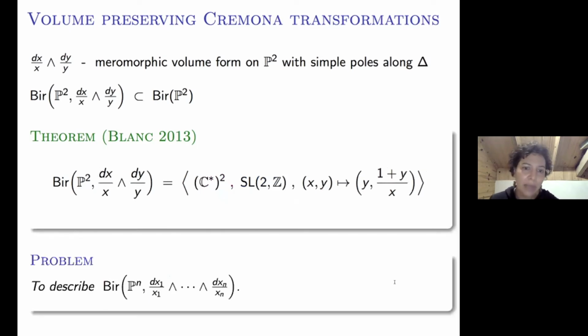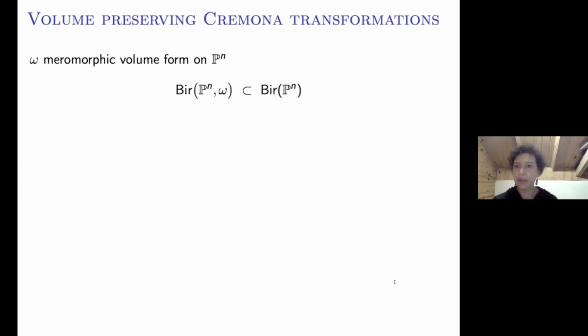And okay, here, let me just pose this problem because it will be connected to the previous problem that I stated. One natural problem is to generalize this theorem to higher dimensions. So, to describe the subgroup of the Cremona group of Pn that preserves the natural volume form on the torus. In general, we can do this not just for the volume form of the torus, but for any meromorphic volume form on Pn, and ask what is the subgroup of the Cremona group of Pn preserving this volume form?